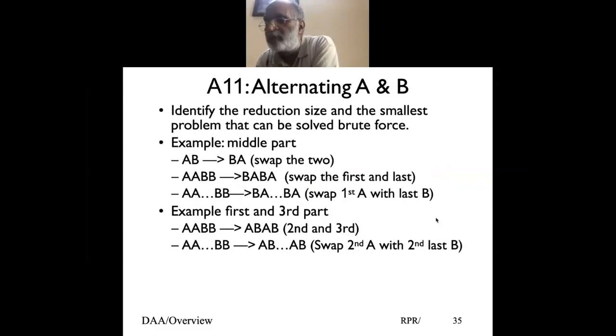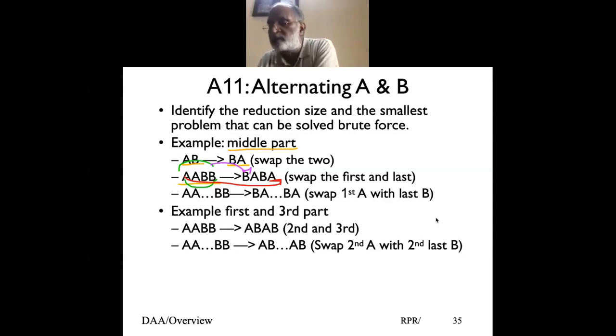I'll explain it with an example. Let's say I'm solving the middle part first. I reduce the size and solve by brute force. When you do the middle part, if there are only two elements, I just swap those two, it becomes BA. If I have four elements A, B, A, B, then we swap the last element and the first element, so the B comes here and this A goes there. So for size four, I swap the first and the last and then keep repeating the process. That is how I get the middle part solved.